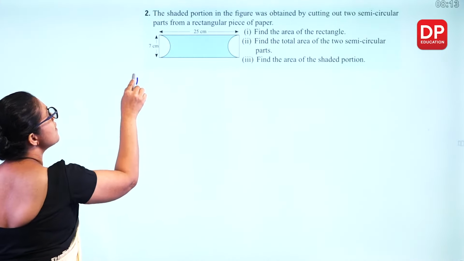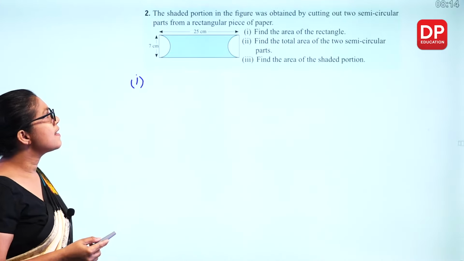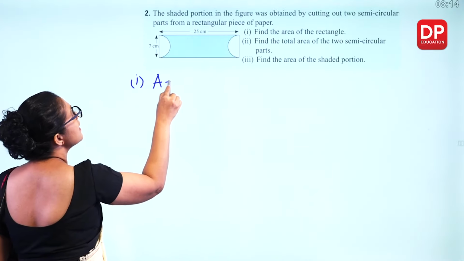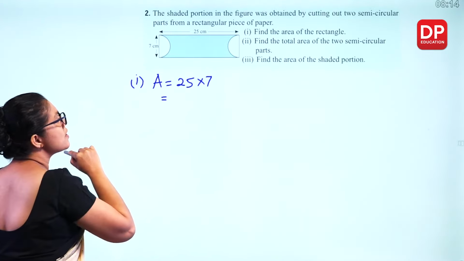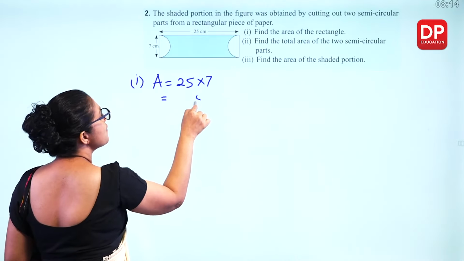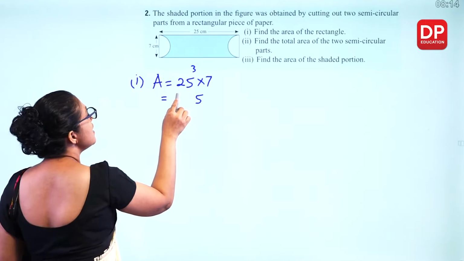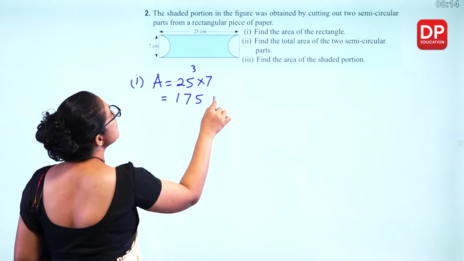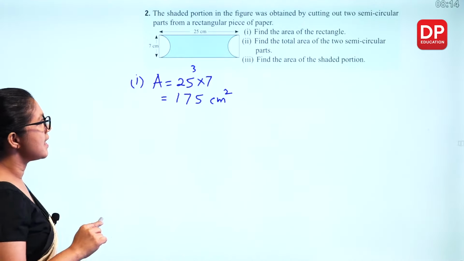Okay, so we'll do the first part. Find the area of the rectangle. So length is given 25, breadth is 7. So what's the area of a rectangle? 25 times 7. So what is 25 times 7? 7 times 5, 35. 3 remaining. 7 times 2, 14. Plus 3, 17. So 175 square centimeters is the area of the rectangle.